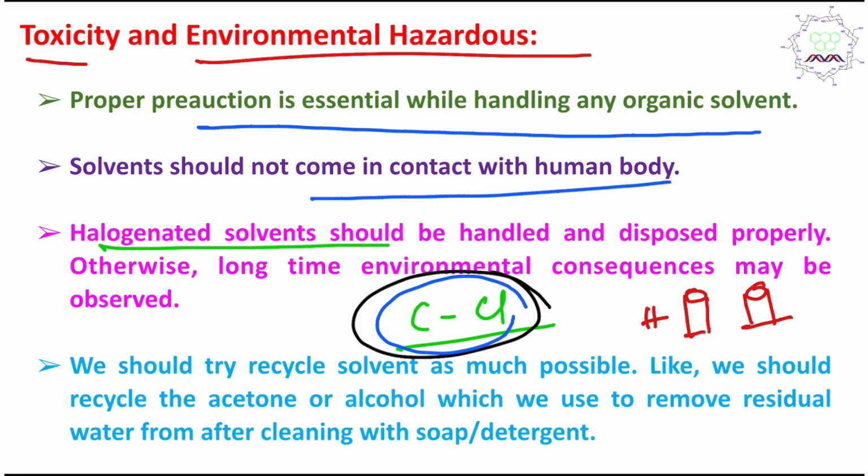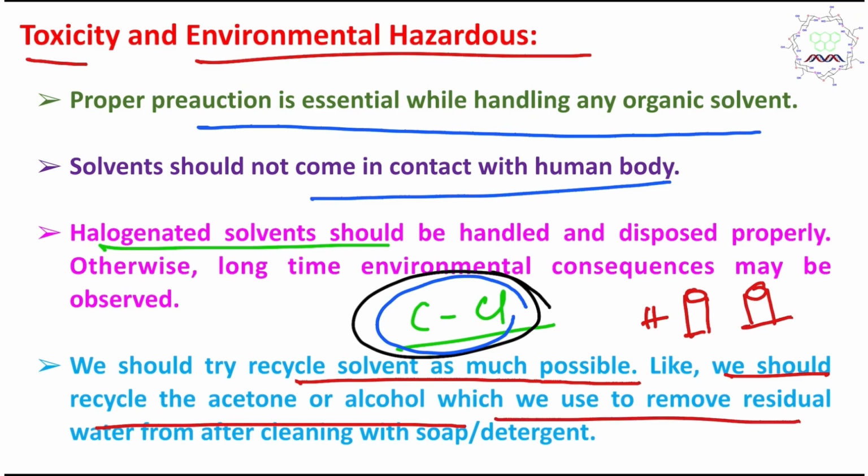Now, we should try to recycle solvent as much as possible, like we should recycle acetone and alcohol, which we use to remove the residual water after cleaning. In my laboratory, we first clean a particular glass jar, for example a round bottom flask, with soap, water or detergent. After this detergent cleaning, we clean with water, meaning remove the excess detergent.